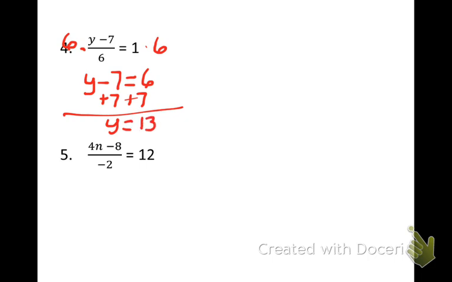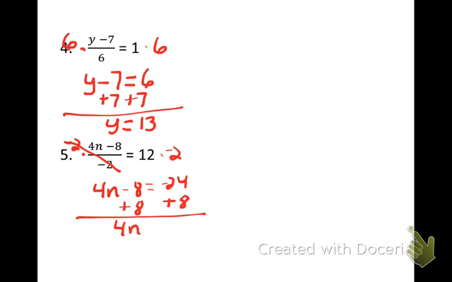Problem 5, the opposite of divide by negative 2 would be multiply by negative 2. So in this case, these cancel. You're left with 4n minus 8 equals negative 24. So we would then need to add 8 to each side. So we get 4n equals, here the signs are different, so we're going to subtract the two numbers and keep the sign of the bigger number. So it's negative 16. Divide both sides by 4. We get n equal negative 4. So that took a few more steps on that problem.